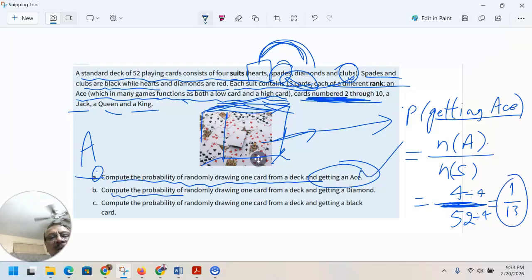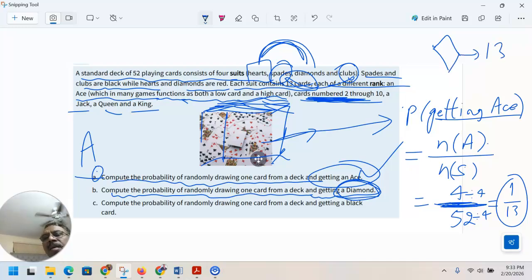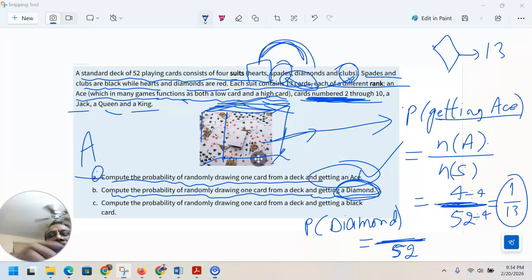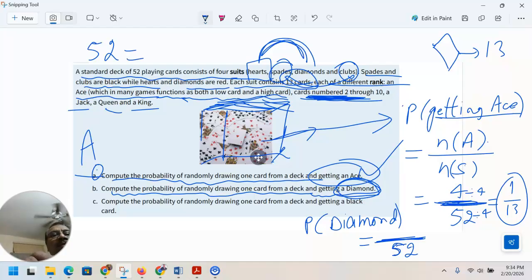The next question is what is the probability that when you pick a card you get a diamond? So how many diamonds are there? These are diamonds, which are red ones, and there are 13 of them. The total number of cards is 52, so it's always going to be 52 at the bottom. Picking one card from 52 cards is the same thing as 52.